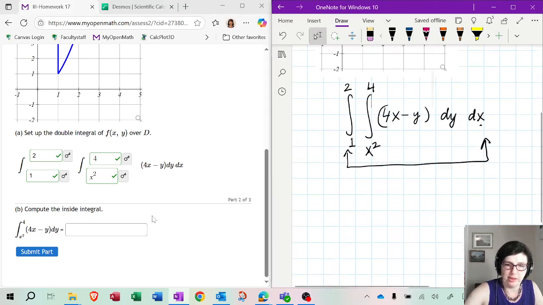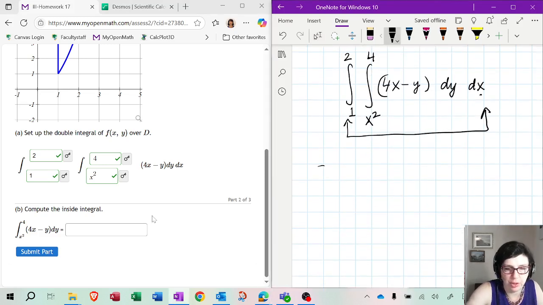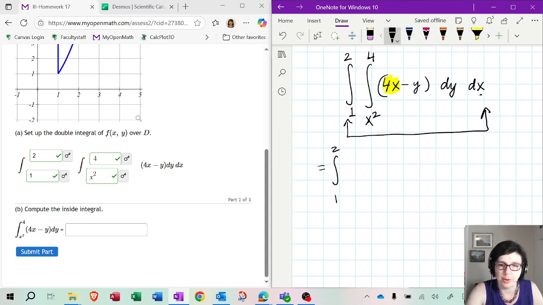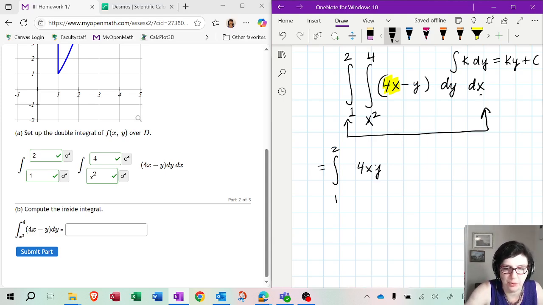Okay, but let's go ahead and see if we can compute it. The first thing we do is evaluate the inside integral with respect to y. Now think about 4x integrated with respect to y. Remember that when we integrate a number, so you have an integral of just k dy, this will just be ky. So the integral of a constant, you multiply it by the variable with respect to which you are integrating. In this case, it would be y. So the 4x is like k, so this is going to be 4xy.